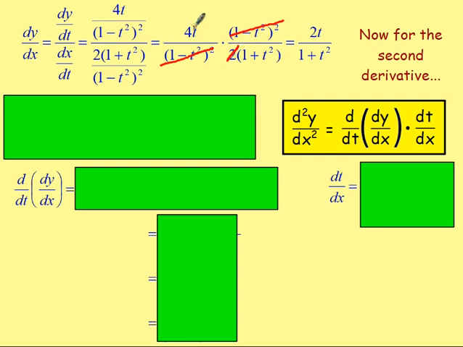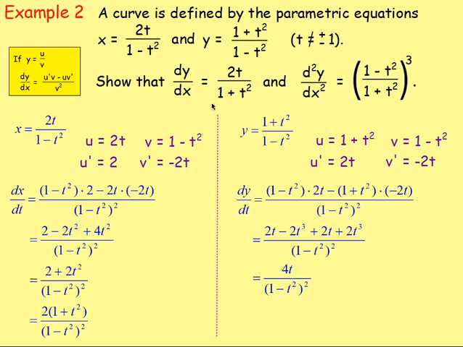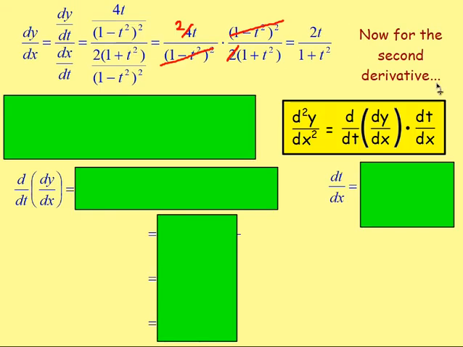Also, you can divide the 2 and the 4 both by 2, so that will leave you with 2. So you'd have 2 times t on the top, 2t, and in the bottom you're just left with 1 plus t squared. So that is dy by dx, and if you look at the question, that is what we were asked to show.